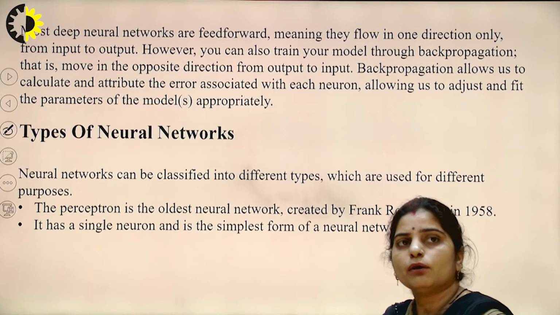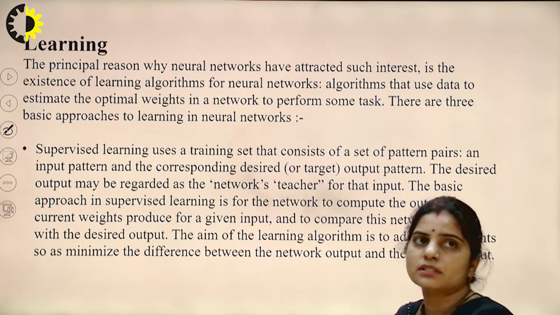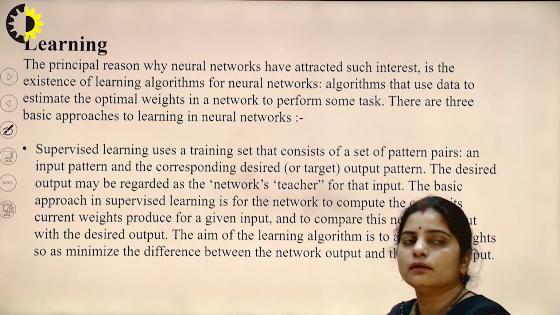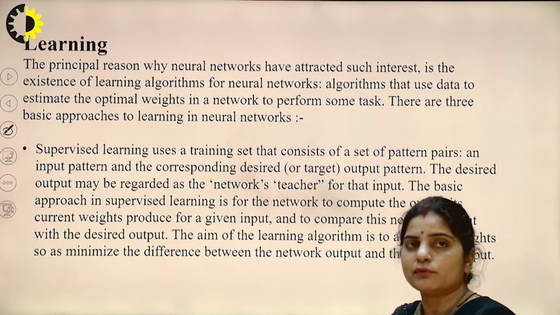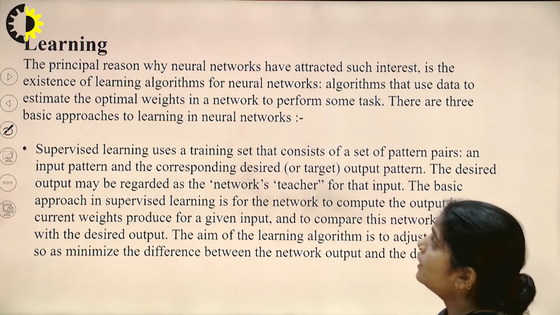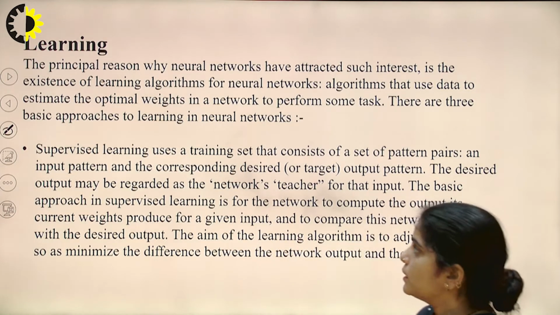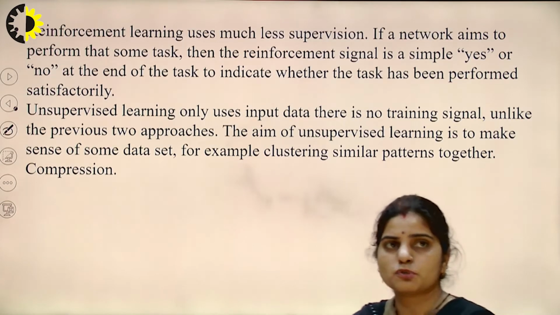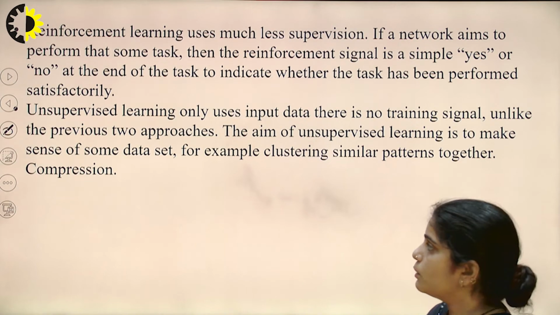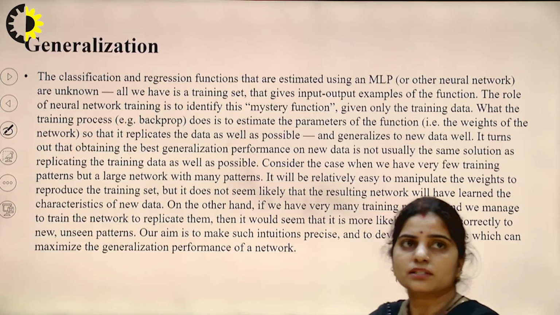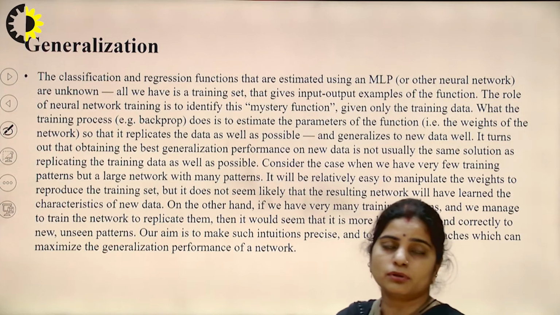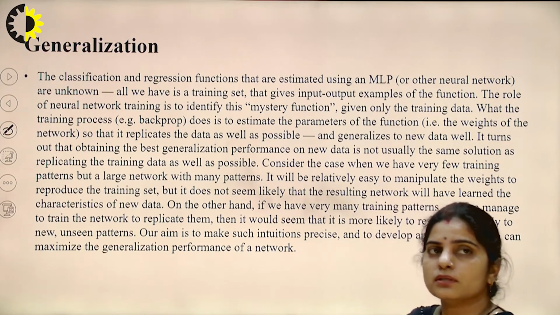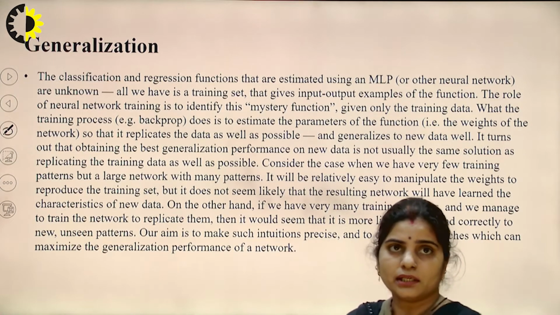The working of neural networks and the types of neural networks are already discussed. The principal reason why neural networks attract so much keen interest in the current trend is the existence of learning algorithms for neural networks. There are three approaches to learning in a neural network: supervised learning, reinforcement learning, and unsupervised learning. These three are already discussed in detail in my previous video lectures. The main concern of today's lecture is generalization in neural networks.